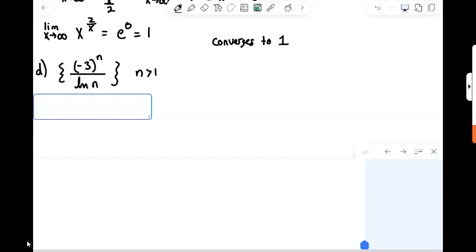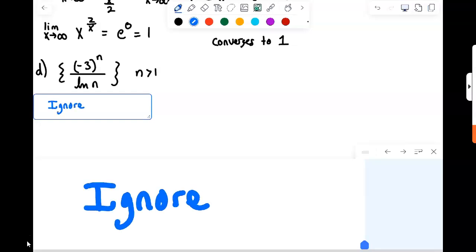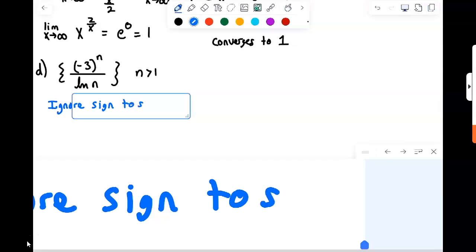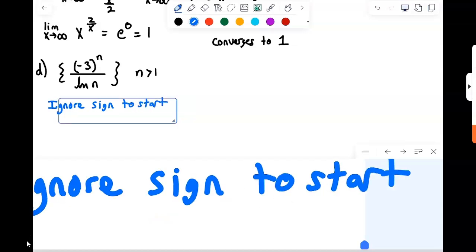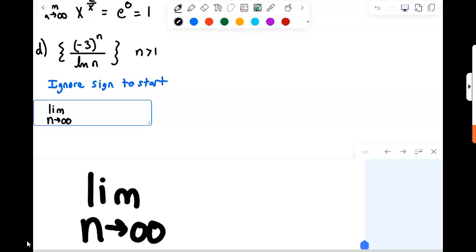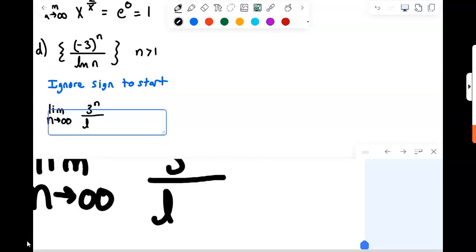So before we worry about the sign, let's just ignore it to start off here and see what's happening without the minus sign. So we're going to ignore the sign to start. And that means we're just going to look at the other part. So limit as n goes to infinity of 3 to the n over the ln of n.